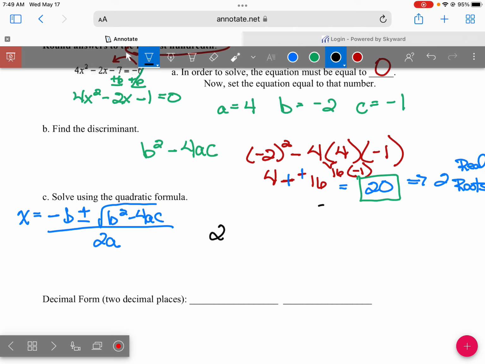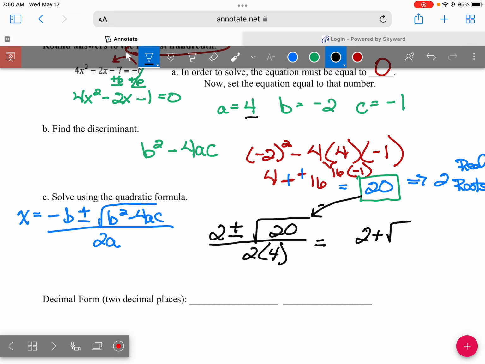Positive 2 plus or minus the square root of b squared minus 4ac, but we already solved for that. That's 20, right? That's what goes right over here. So don't recalculate it because you already found the discriminant. All divided by 2 times a, and a is 4. So my final answer in radical form is 2 plus the square root of 20 divided by 8 and 2 minus the square root of 20 divided by 8.